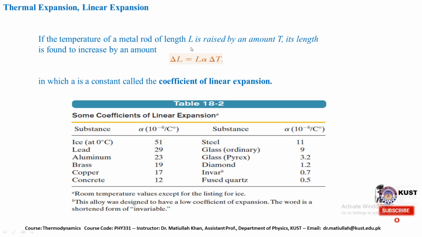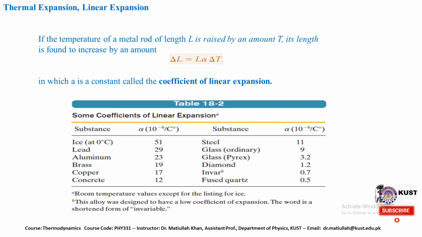In the case of linear expansion, if the temperature of a metal rod of length L is raised by an amount ΔT, its length is found to increase by an amount ΔL. The change in length is given by ΔL = L α ΔT, where α is the coefficient of linear expansion.